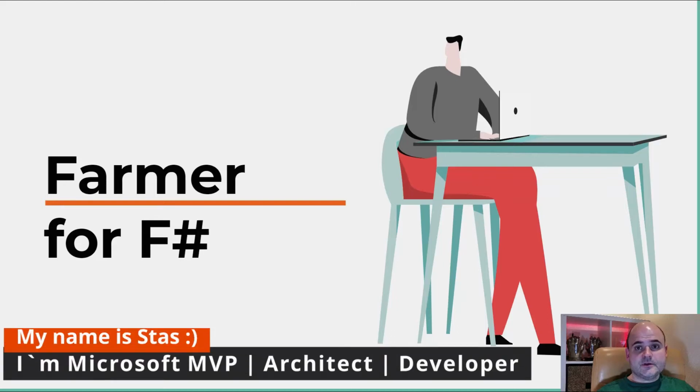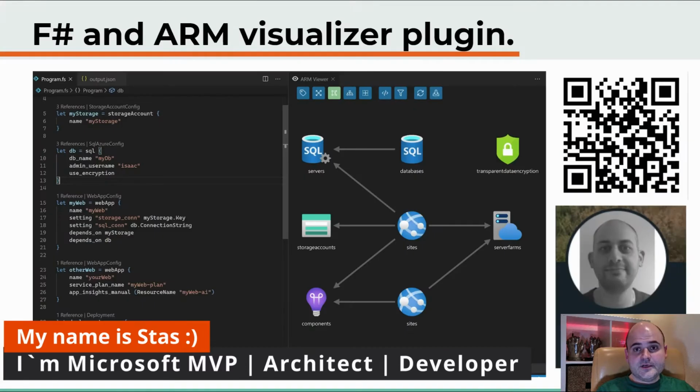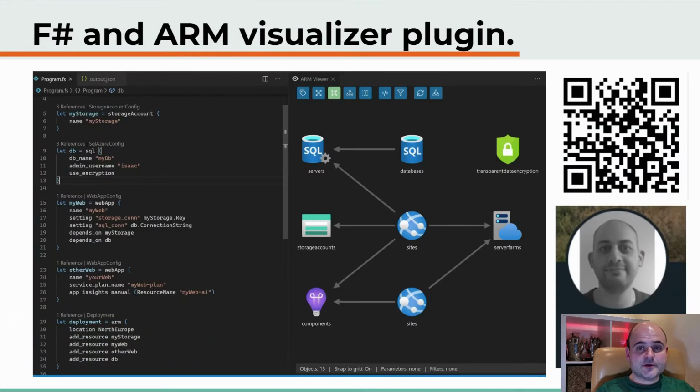Let's proceed with another great alternative, a framework called Farmer. Basically, it will transform F# code to ARM template and then deploy it to Azure. I will make a very short demo on this. As you can see on the screen, it's functional style.